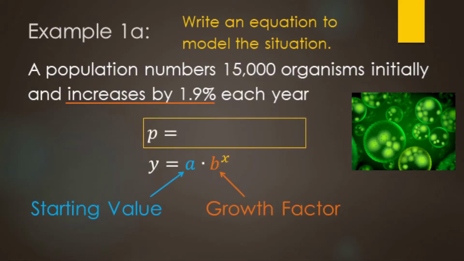So with this one, instead of a y, we'll use a p for population. The population equals, and then next up is the starting amount. We're looking at replacing the a with the starting amount, right? Well, it says here 15,000 organisms initially. Initially means starting out. So the a gets replaced with a 15,000. Now the growth factor is what we're going to figure out next. Now with these percents, it can be a little tricky, okay?